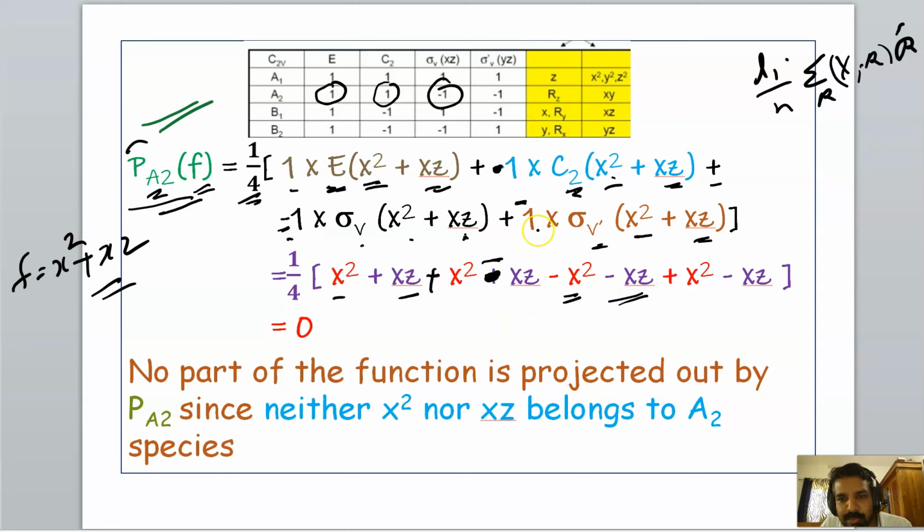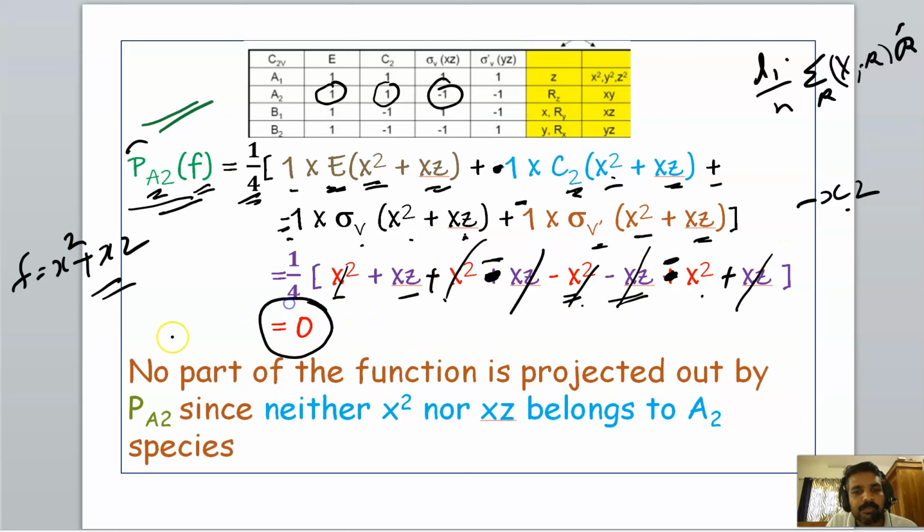Okay, next is minus 1 into x square, so it is minus x square. Minus 1 into sigma v dash on xz becomes minus xz, and minus into minus becomes plus. So x square plus x square minus x square minus x square, all this cancelled. Then xz minus xz cancelled, minus xz plus xz cancel, we get 0.